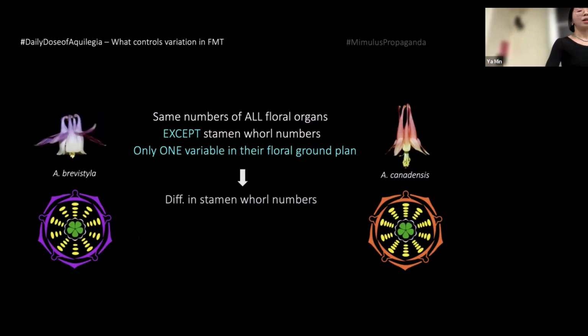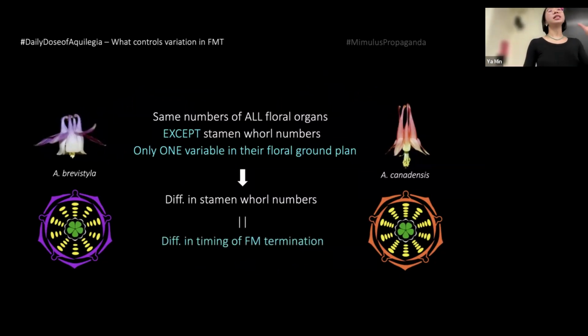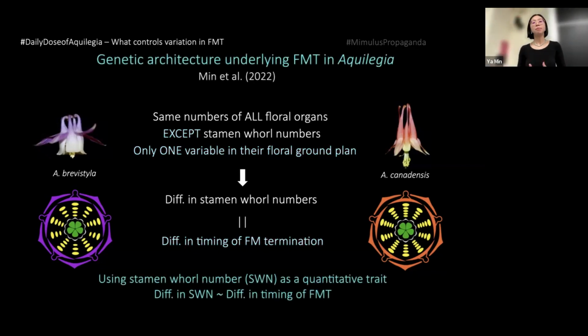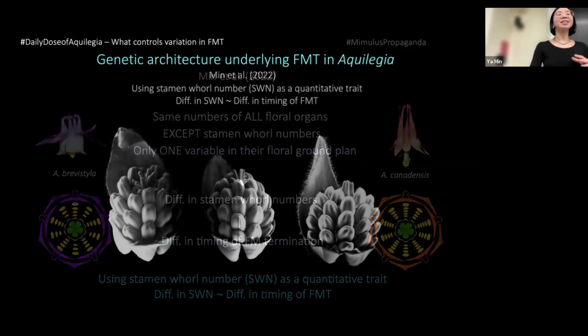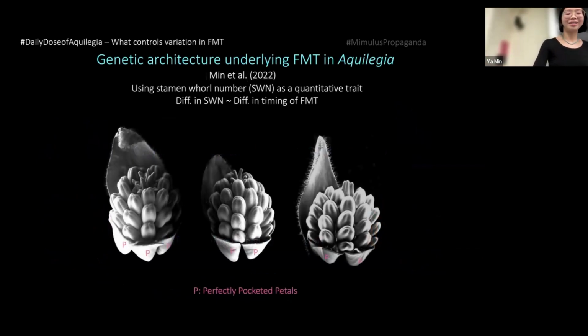Let's think about it. The differences in the stamen whorl numbers in these cases can actually be directly translated into the differences in the timing of floral meristem termination. If a floral meristem terminated early, there are fewer whorls of stamens in that flower. But if the meristem stays active longer, there are more whorls of stamens in that flower, right? In other words, I'm using stamen whorl number as a proxy, as a quantitative trait, so that we can ask what is the genetic architecture underlying this variation. In other words, I'm counting stamen whorl numbers in flowers, and here's how I count it.